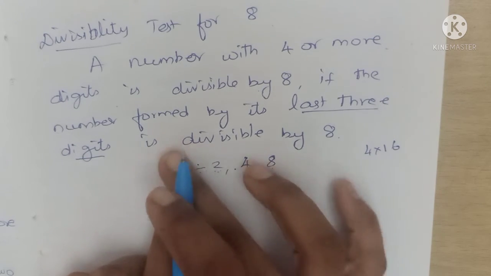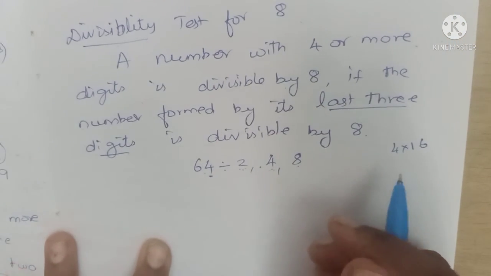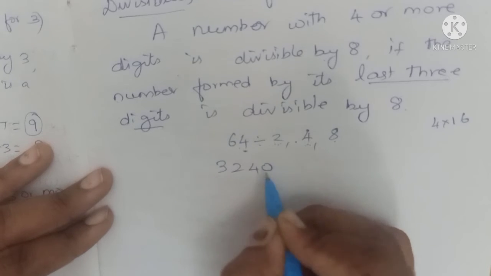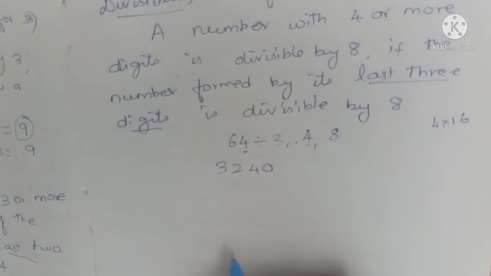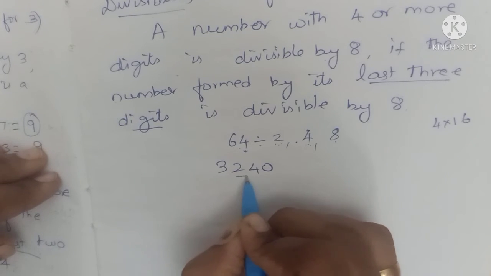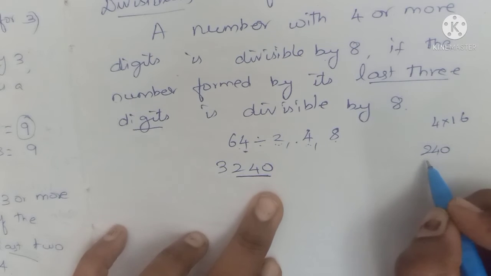So this is for small numbers. Now let's take more than 4 digit numbers, for example 3240. Okay, so you just consider 3240. So consider the last 3 digits. So this last 3 digits 240, this is divisible by 8.